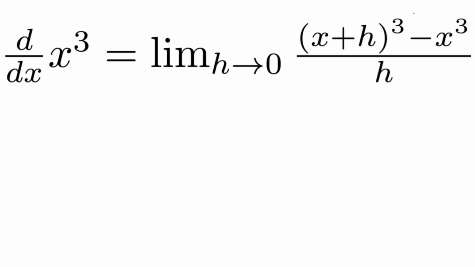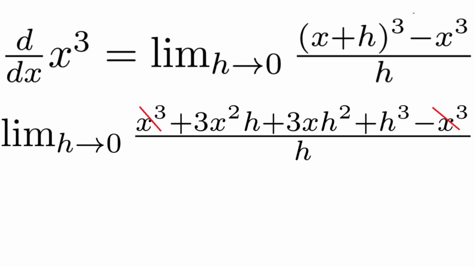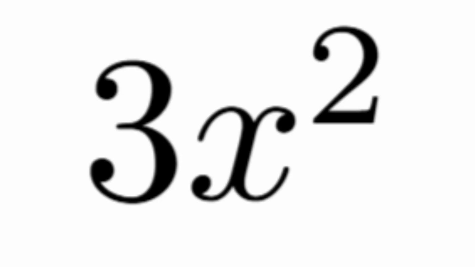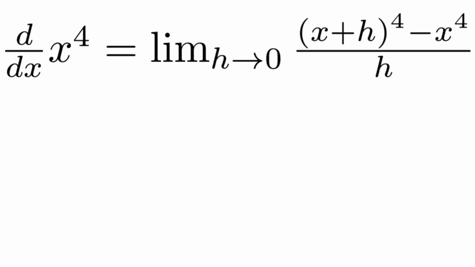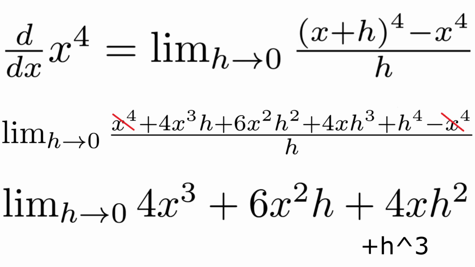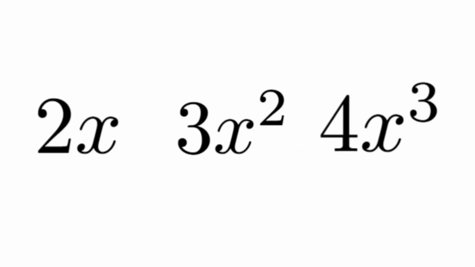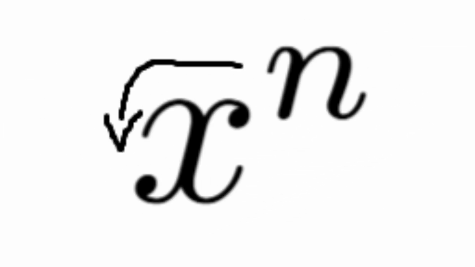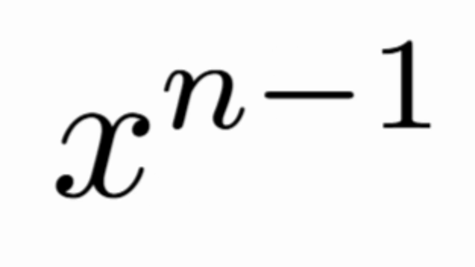Now, let's try x cubed. Again, we get this, cancel, and we get 3x squared. Then, how about x to the 4? After simplifying, we get 4x cubed. A pattern seems to be emerging. The power is falling down to be the coefficient of the term, meanwhile the power itself drops by 1.